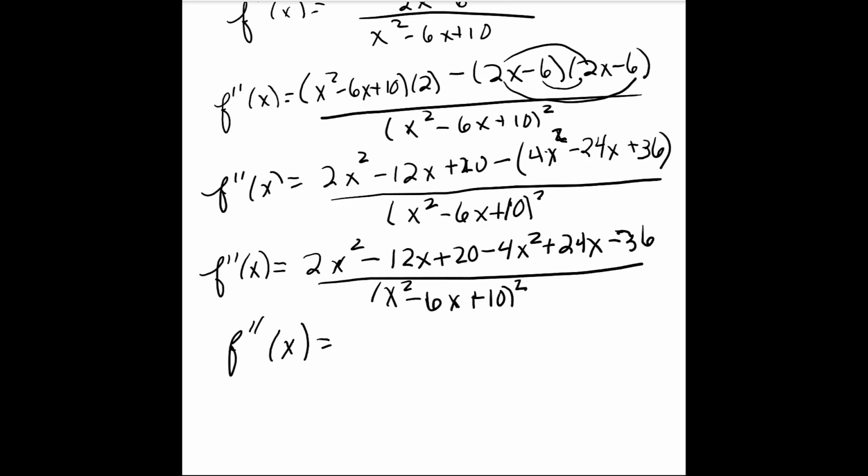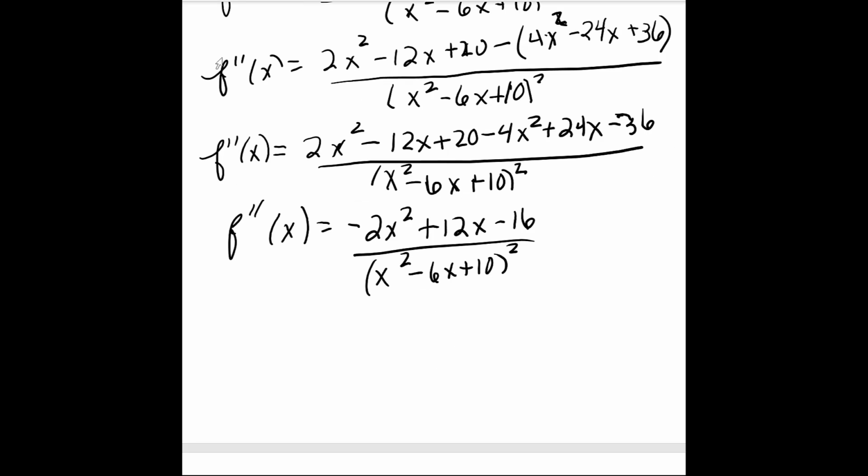So let's combine like terms. 2x squared minus 4x squared is negative 2x squared. Negative 12x plus 24x is positive 12x. 20 minus 36 is negative 16. Setting the second derivative equal to 0 means I really need to take the numerator and set it equal to 0.